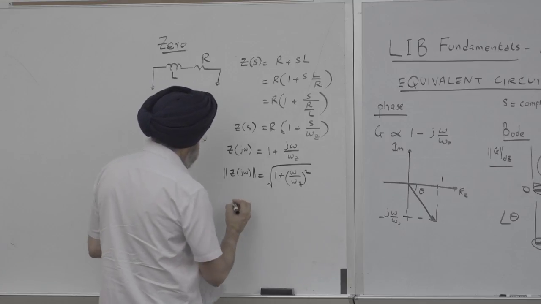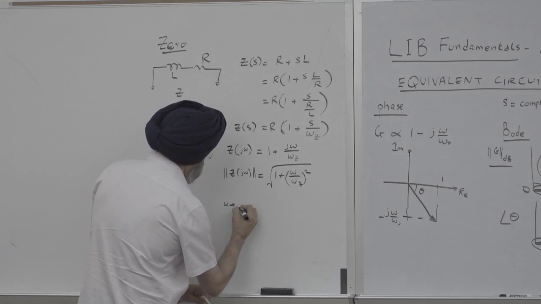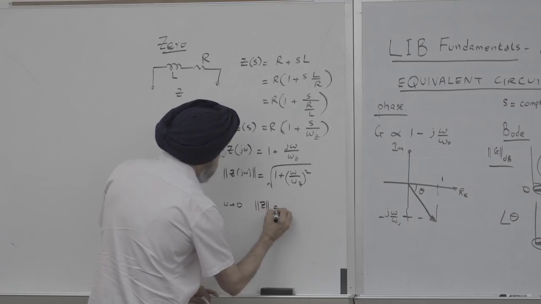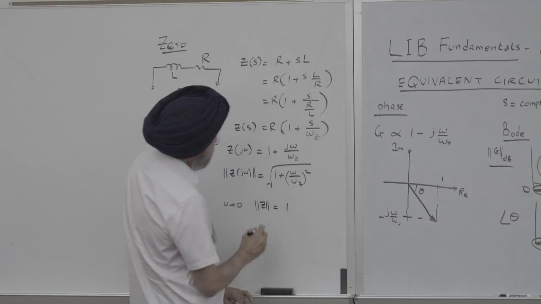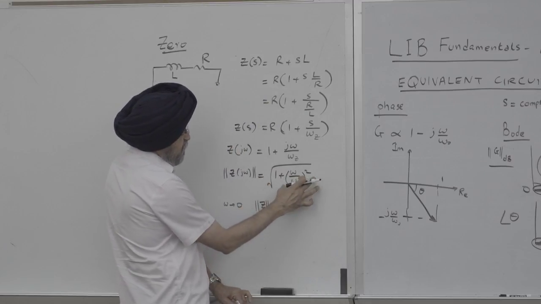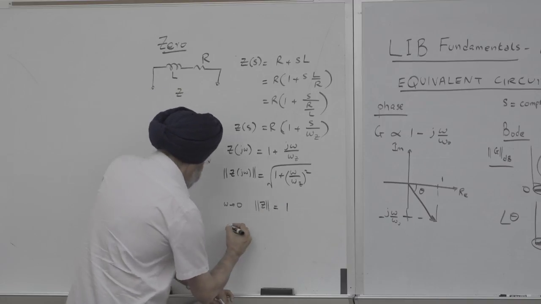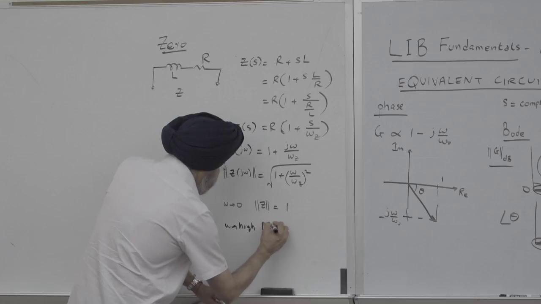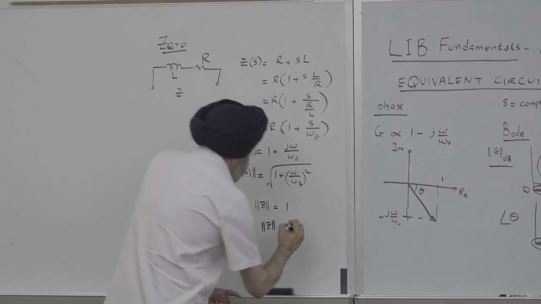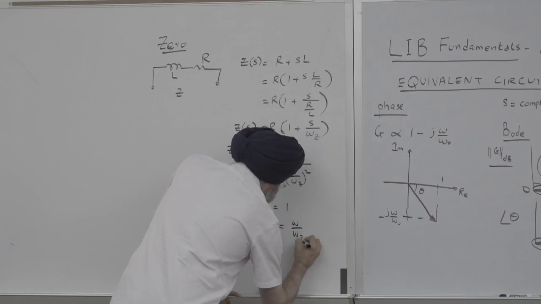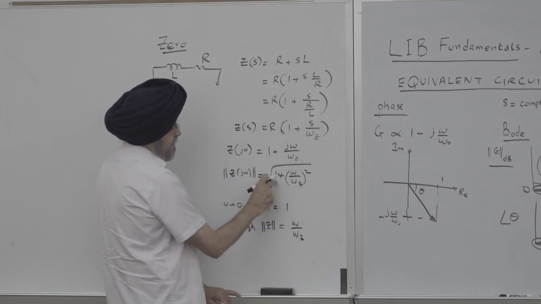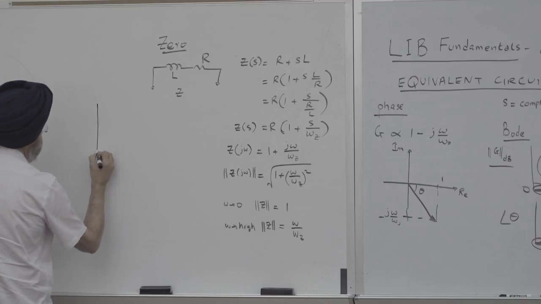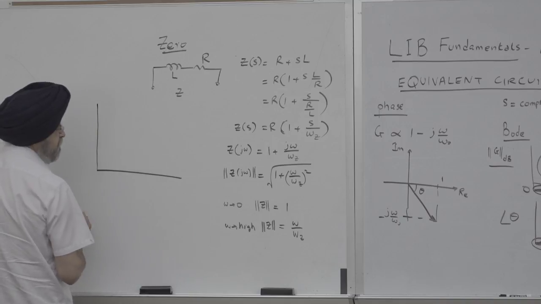So when omega is small, the magnitude of z is equal to 1, right? When omega is, let's say, 0, we can ignore this term. Square root of 1 is 1. When omega is high, then the magnitude of z is omega over omega z, right? Because if this term is large, then 1 disappears. Okay, so the Bode plot for the magnitude plot will be like this.